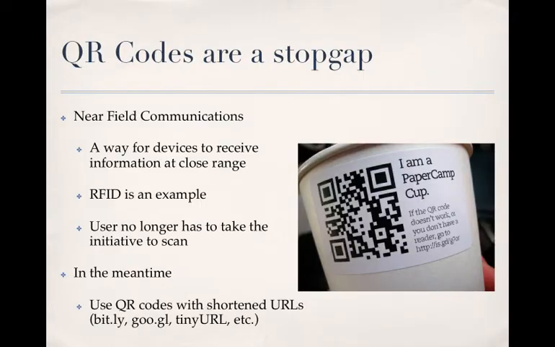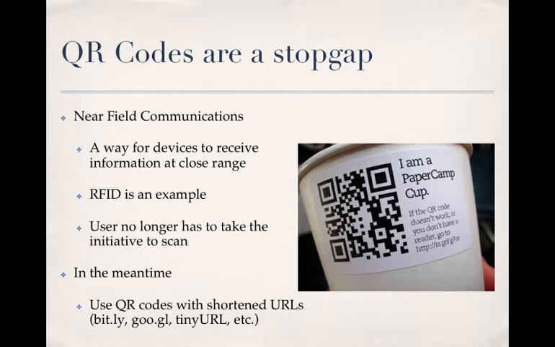But I see QR codes kind of as a stopgap solution until we move towards things like near-field communications, which are like RFID. RFID is an example of near-field communications. It's a tool where a mobile device can receive input from something in the physical world at close range. So it could be any sort of thing. You walk up to a book, you get information about it.